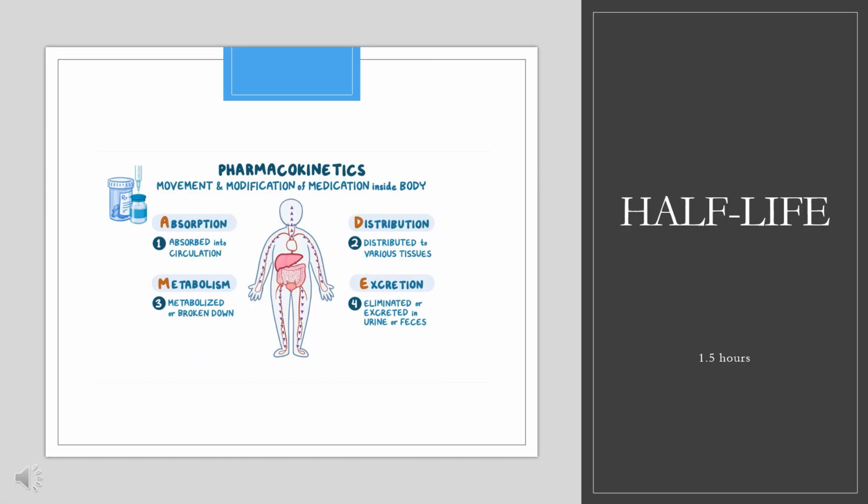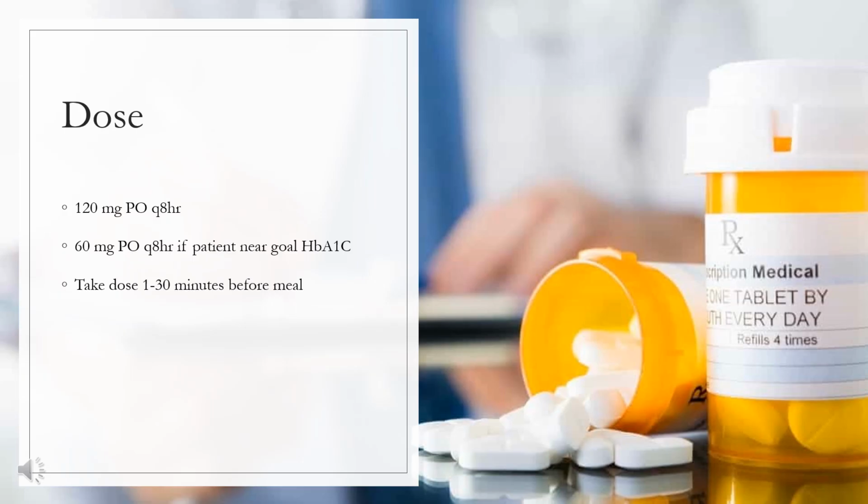Half-life: 1.5 hours. Dose: Type 2 DM monotherapy, or with metformin. 120 mg PO every 8 hours. 60 mg PO every 8 hours if patient is near goal HbA1c. Take dose 1 to 30 minutes before meal. Limitations of use. Not for use in patients with type 1 diabetes mellitus or for the treatment of diabetic ketoacidosis.